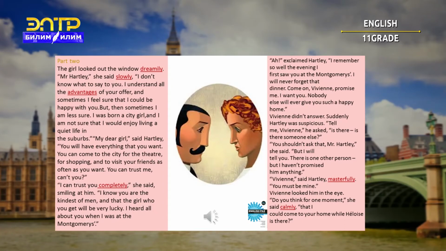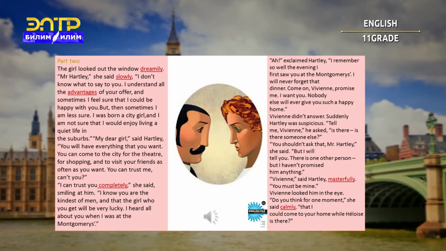Part 2. The girl looked out the window dreamily. Mr. Hartley, she said slowly. I don't know what to say to you. I understand all the advantages of your offer, and sometimes I feel sure that I could be happy with you. But then, sometimes I am less sure. I was born a city girl, and I am not sure that I would enjoy living a quiet life in the suburbs. My dear girl, said Hartley, you will have everything that you want.